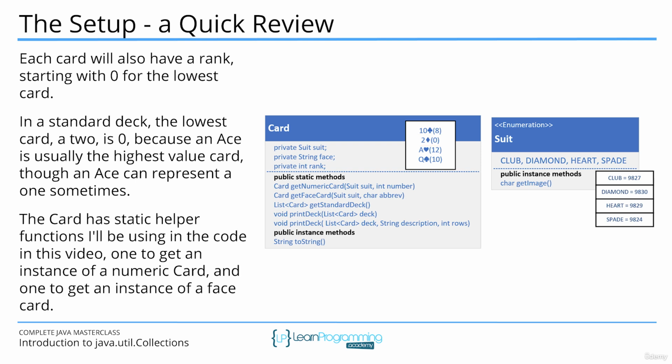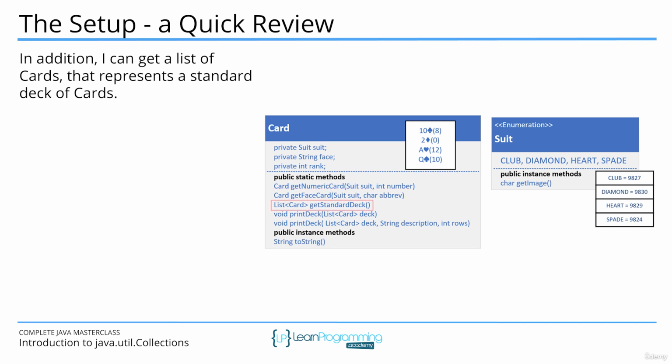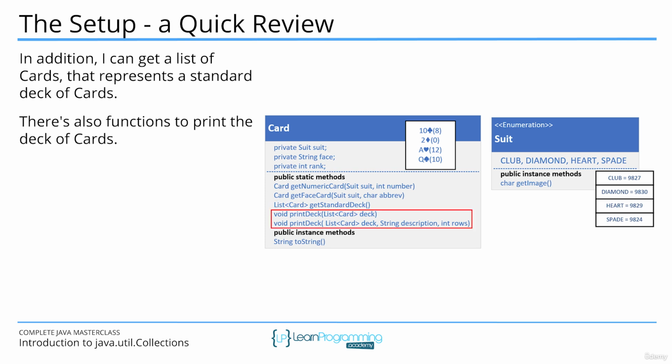The card has static helper functions I'll be using in the code in this video, one to get an instance of a numeric card, and one to get an instance of a face card. In addition, I can get a list of cards that represents a standard deck of cards. There's also functions to print the deck of cards.